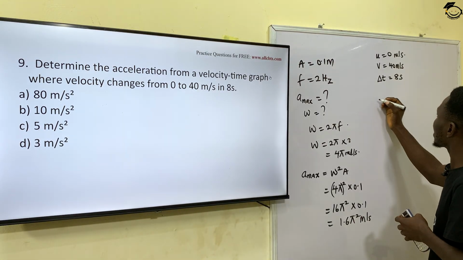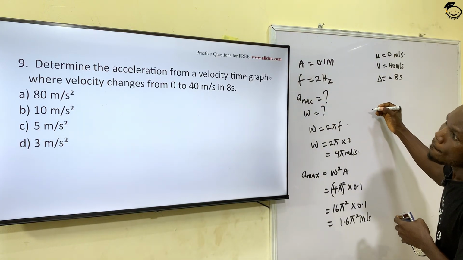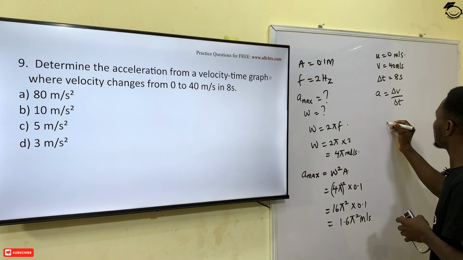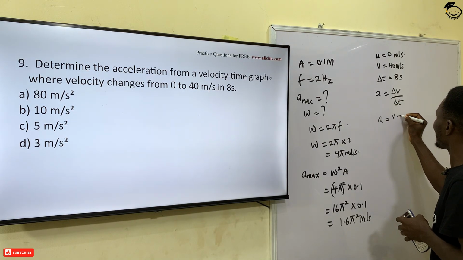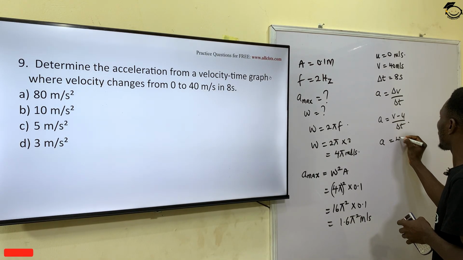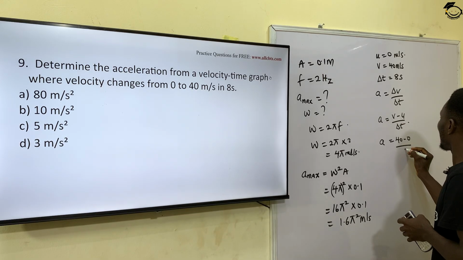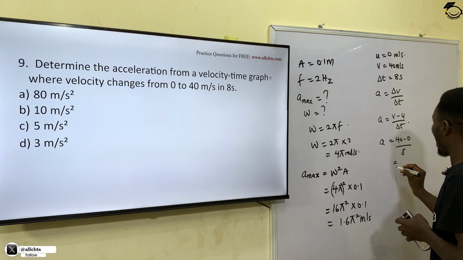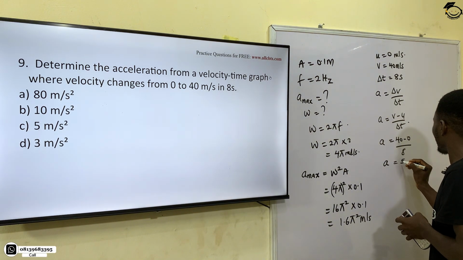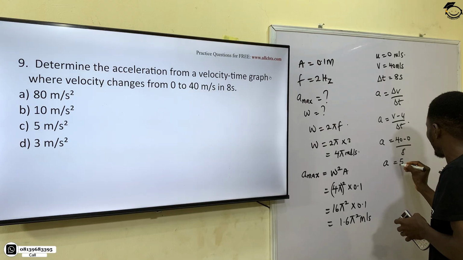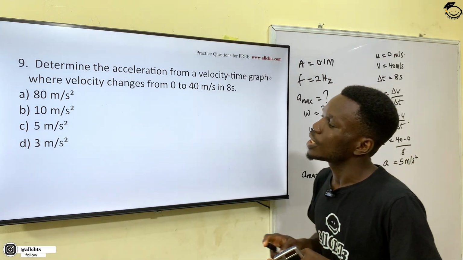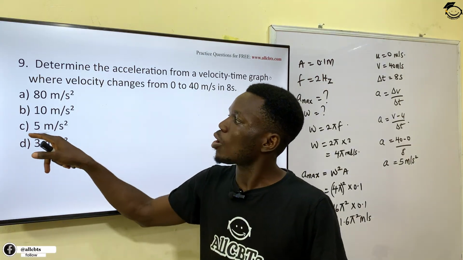And we know that our acceleration is change in velocity over change in time. So this means that my acceleration here is v minus u over change in t. So my acceleration is 40 minus 0 divided by 8, and that would mean that my acceleration is equal to 5 meters per second squared, which is option C.